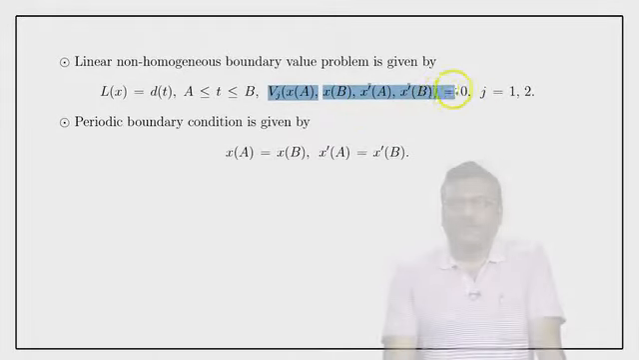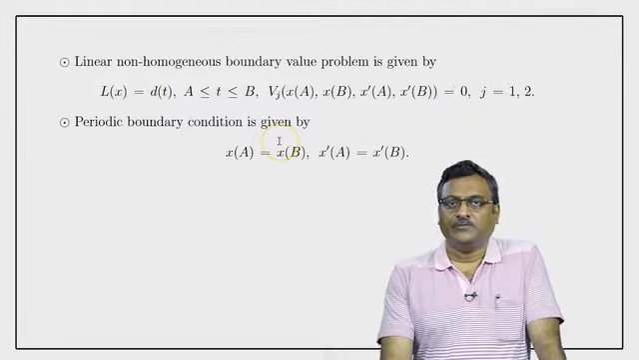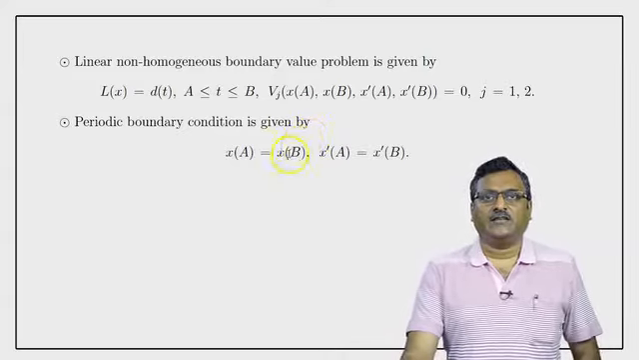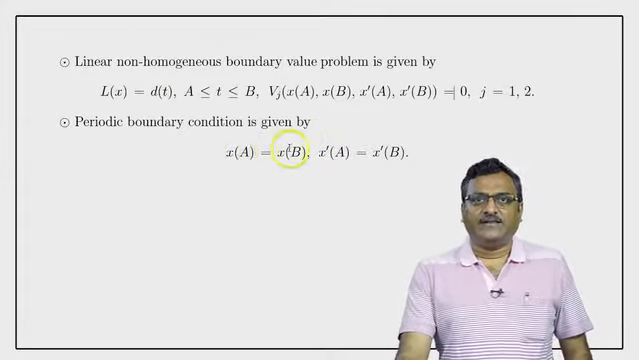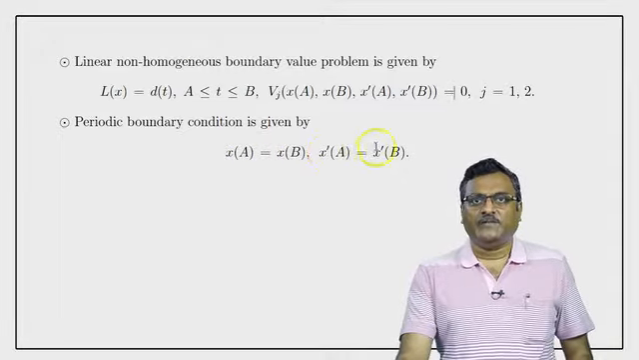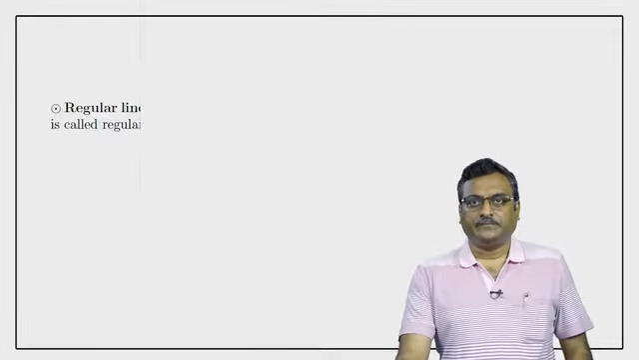Apart from this type of boundary value problem, we can have periodic boundary conditions also. Those are actually involved with the Sturm-Liouville boundary value problem. That is why I need to mention it here. That is, the value of x at the left end is equal to the value of x at the right end, that is x(a) equal to x(b), and similarly x dot(a) is equal to x dot(b).